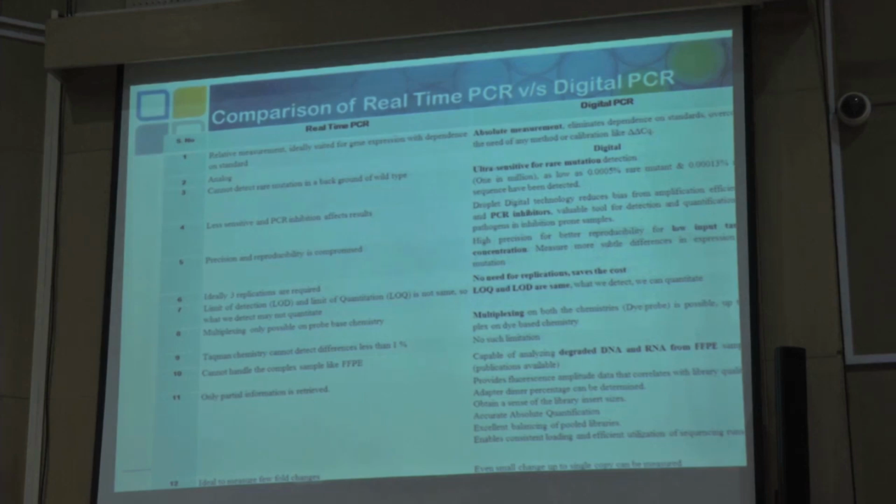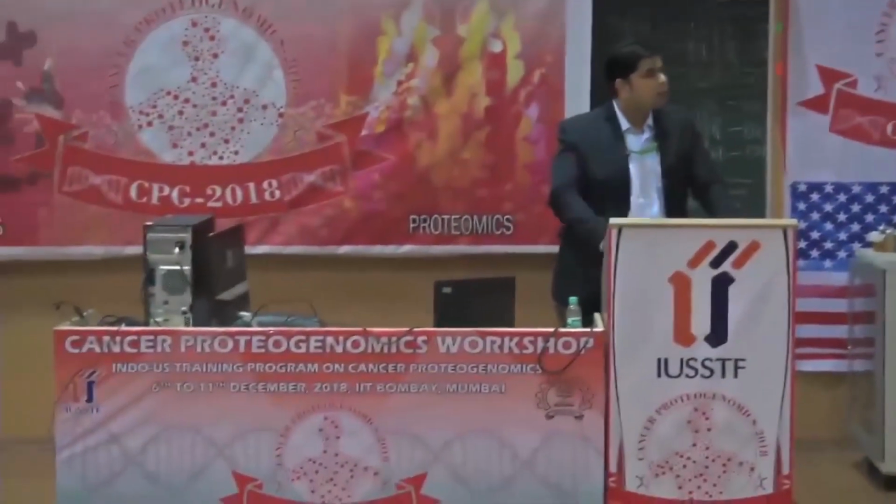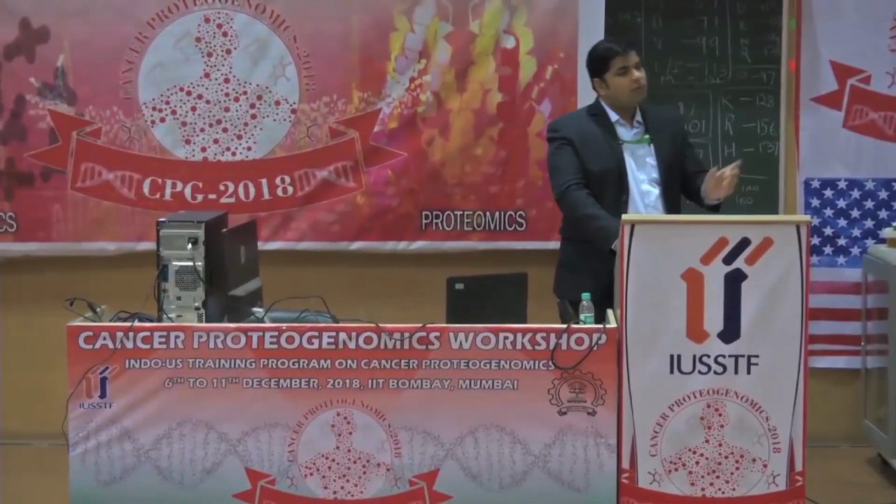You don't have to do any manual calculation like you do in real-time PCR. You have a CT value, then you do a delta CT, delta delta CT method. You don't have to do anything. The system quantitates and gives you the precise value.